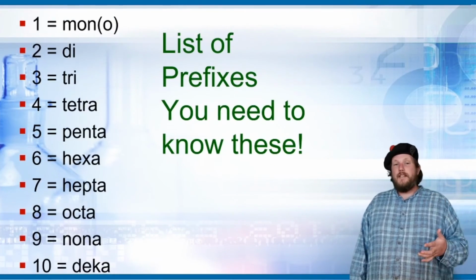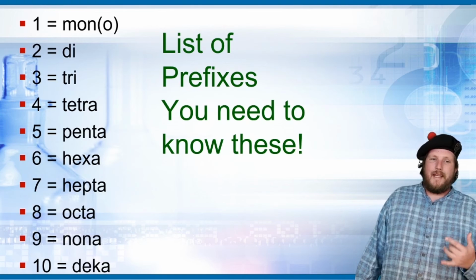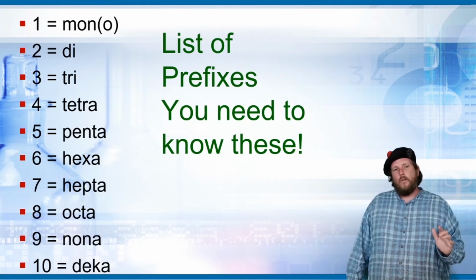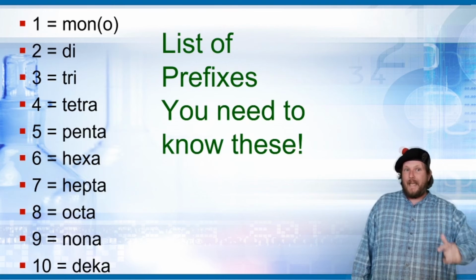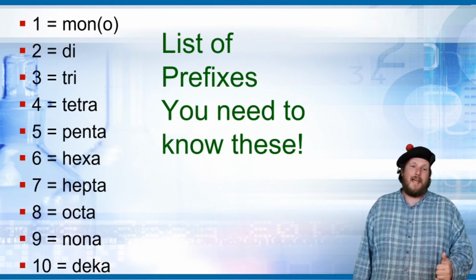So the prefixes that you'll need: mono, di, tri, tetra, penta, hexa, hepta, octa, nona, deca. 1, 2, 3, 4, 5, 6, 7, 8, 9, 10. Again, mono, di, tri, tetra, penta, hexa, hepta, octa, nona, deca.